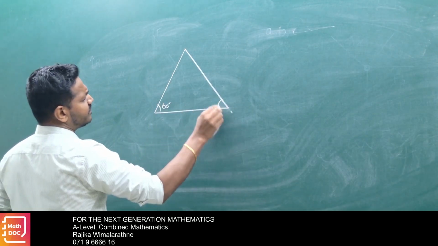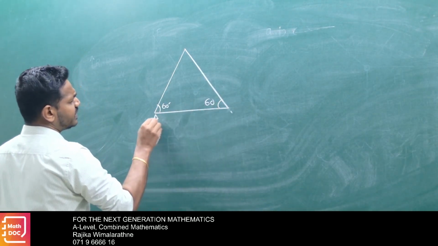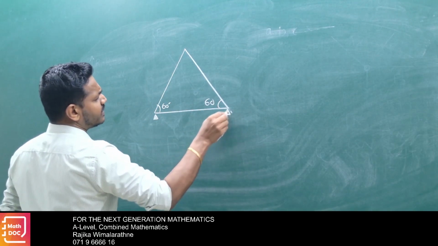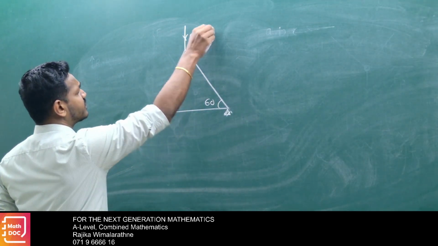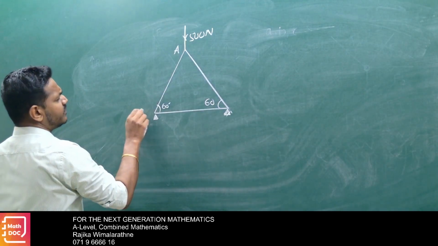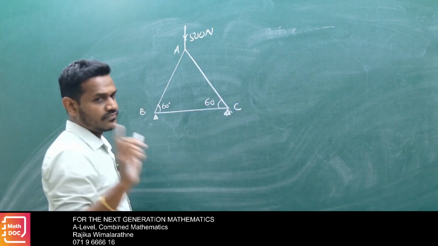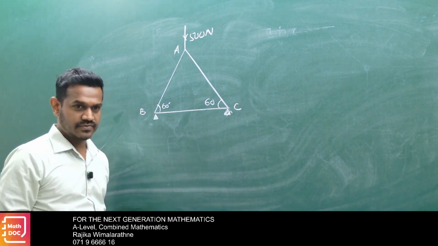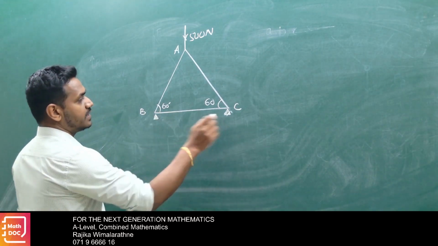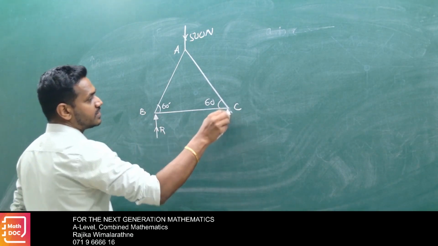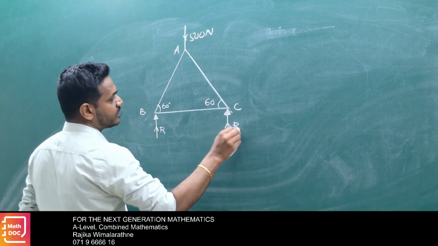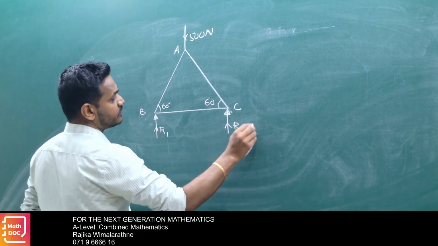60 degree. Here two supports, and here 500 Newton, with joints A, B, C. First step, mark all the external forces. Here two supports, so there will be reactions. It is a symmetrical system, so R1 and R2 are both the same, 250.